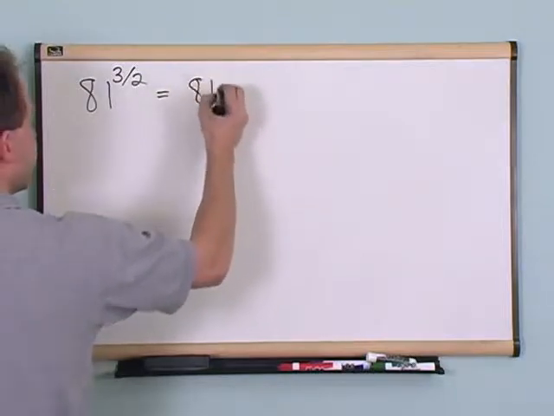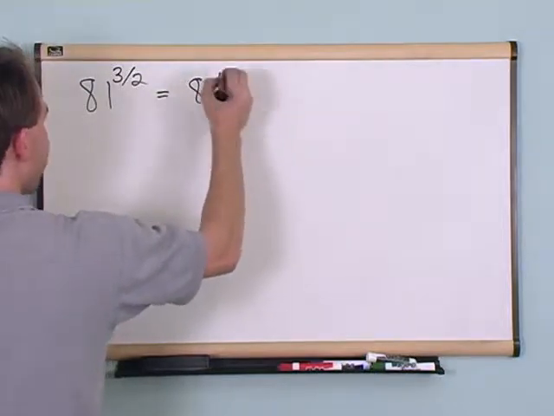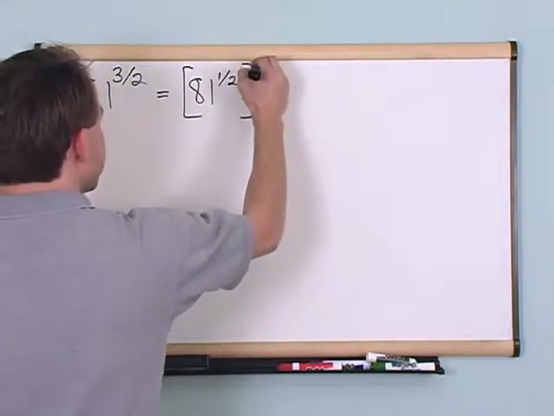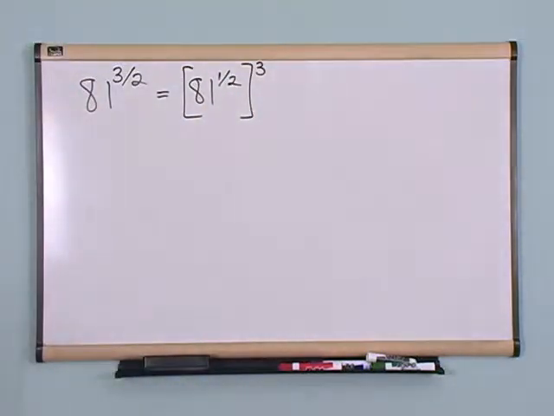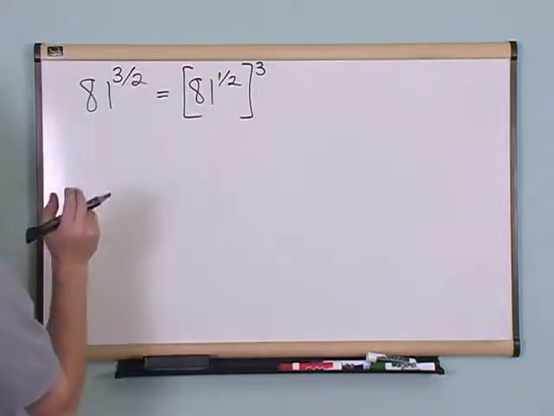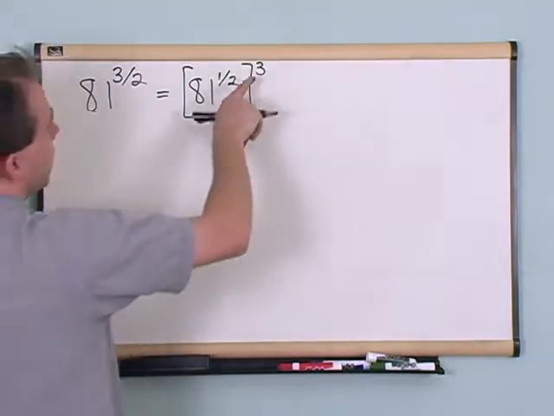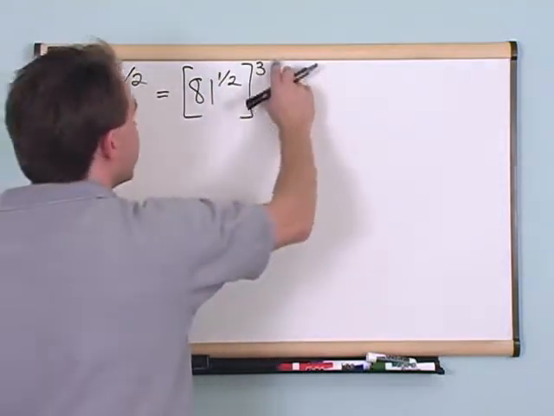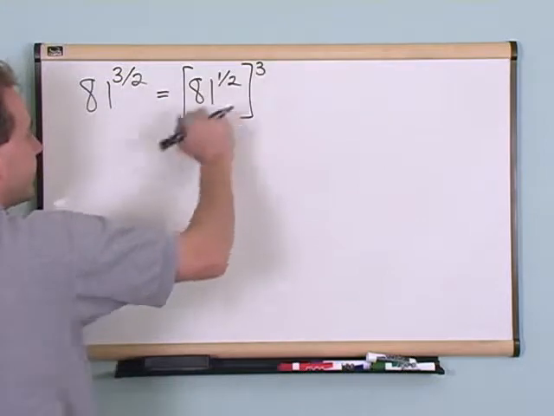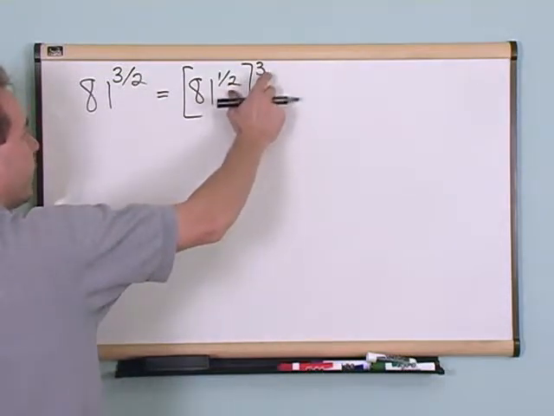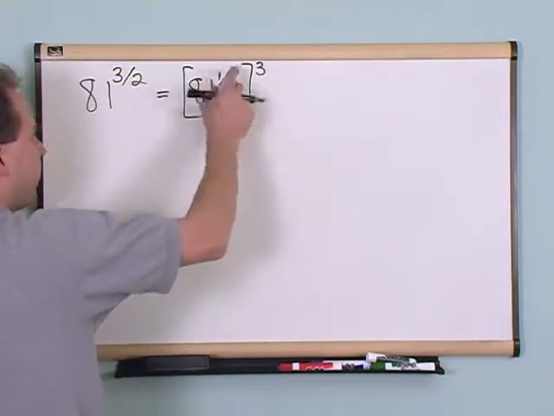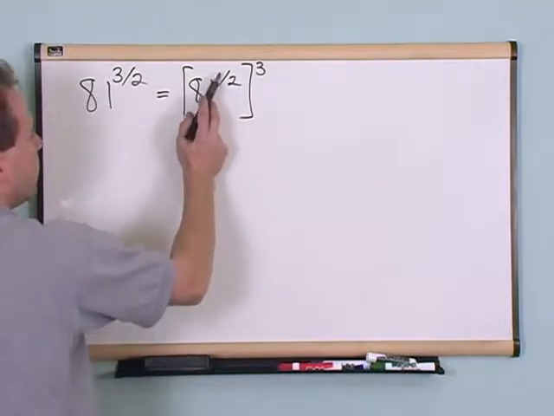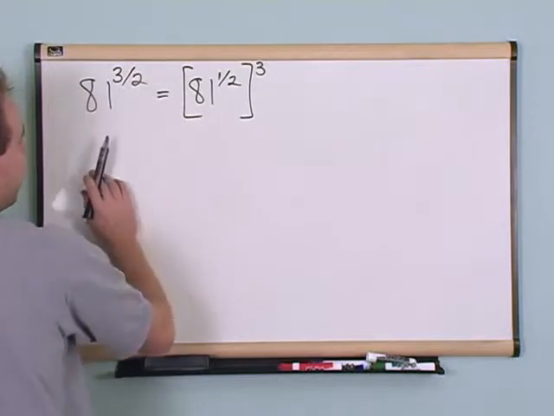I'm going to say that this is equal to 81 to the 1/2 power, and all of that raised to the 3rd power. Okay? If you remember from beginning algebra in the previous course, when you have something raised to a power, and then that whole thing, again, raised to another power, all you do to get the final answer is you multiply the two exponents. You take the base, and the power is going to be these two things multiplied together. 3 times 1/2 is 3/2. So that's what I'm doing.